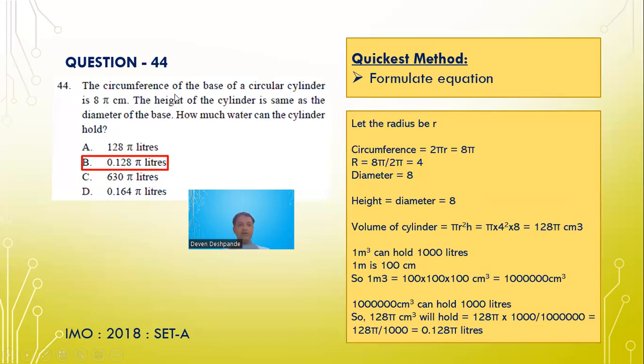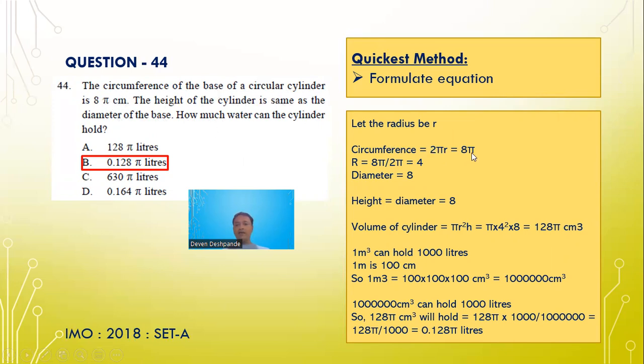Okay, next one. The circumference of the base of a circular cylinder is 8 pi centimeter. The height of the cylinder is the same as the diameter of the base. How much water can the cylinder hold, isn't it? What is the formula for circumference? 2 pi r, isn't it? So 2 pi r is the formula, and the circumference is 8 pi.